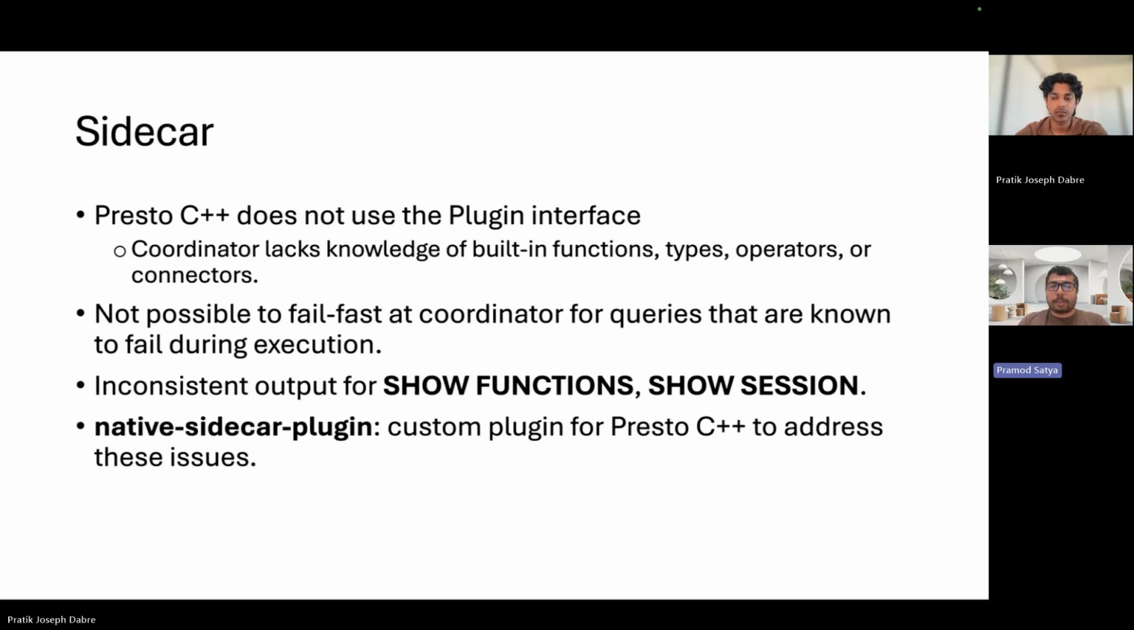However, the existing plugin interface didn't really cover all the customization requirements for both the workers and the coordinator. So we introduced a new coordinator plugin interface in Presto SPI in order to allow plugins to provide functionality just for the Presto coordinator. And an implementation of this coordinator plugin for Presto C++ clusters is provided in the native sidecar plugin, which is a plugin that allows us to customize the coordinator functionality for Presto C++ clusters.